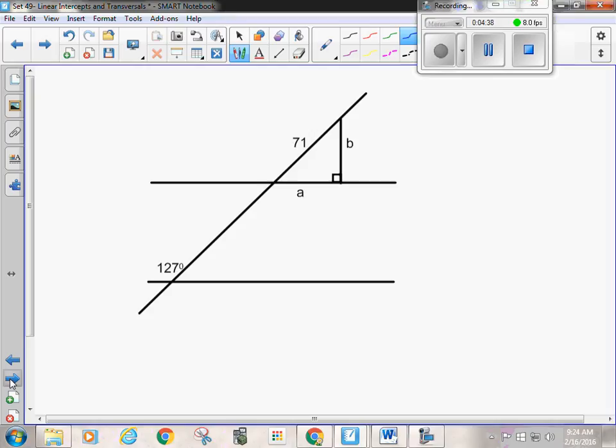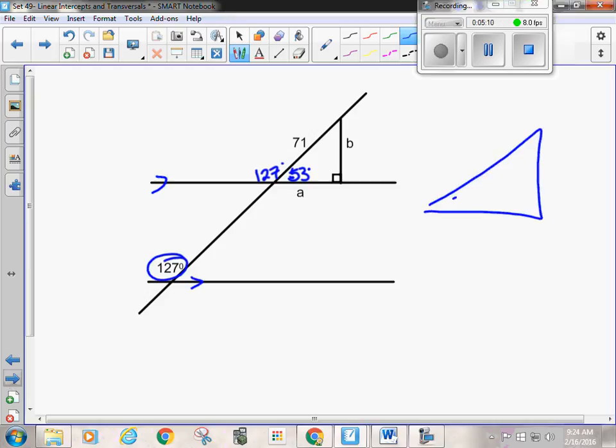Here's another example. This time we know this angle is 127. Oh, these lines are parallel. So I can transfer my 127 up there for congruent, or corresponding angles, excuse me. So I know that the 127 and this angle here are going to be supplementary. So if I take 180 minus 127, I get 53 degrees. So that angle's 53 degrees.